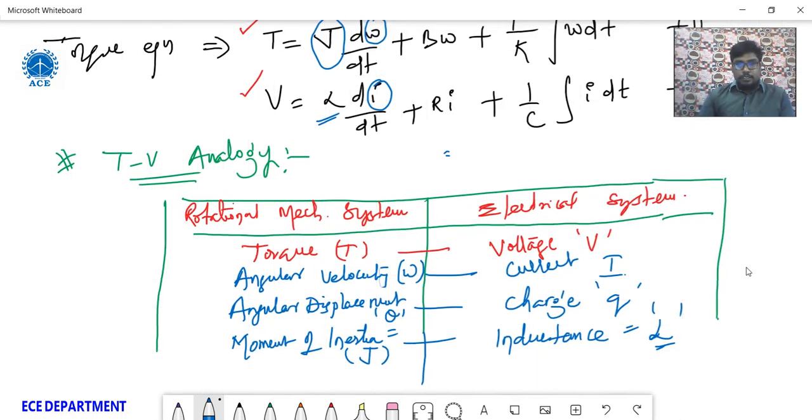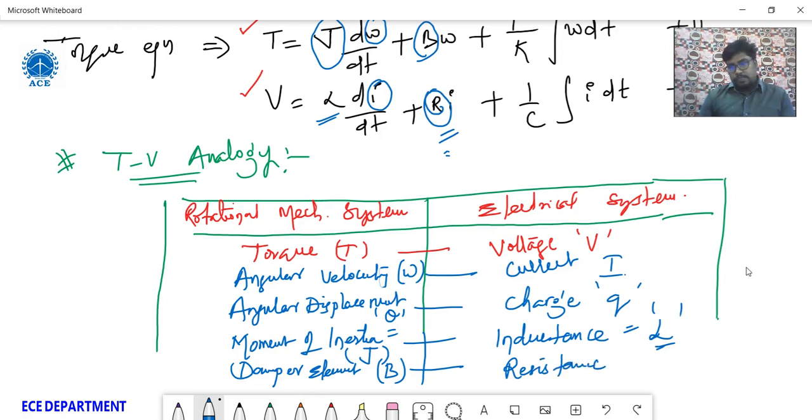Next is damper element. Damper element, or a damping coefficient here also, right? Damper element B becomes what here? Resistance in the electrical system. Resistance R in the electrical system.